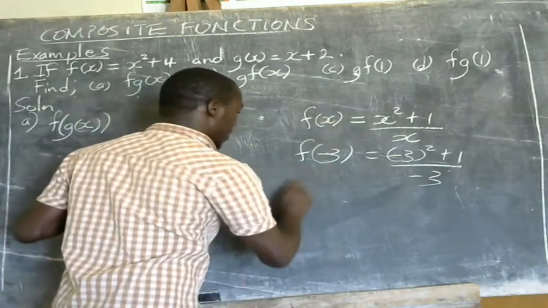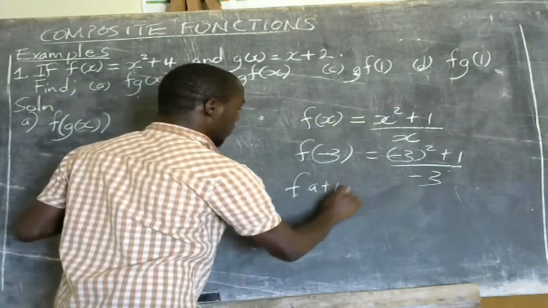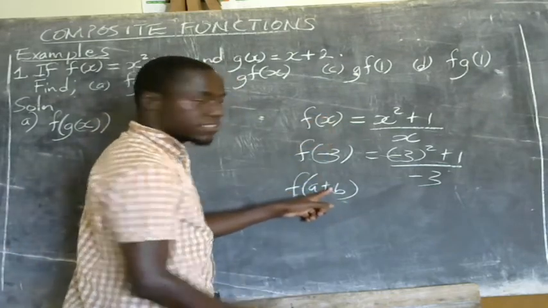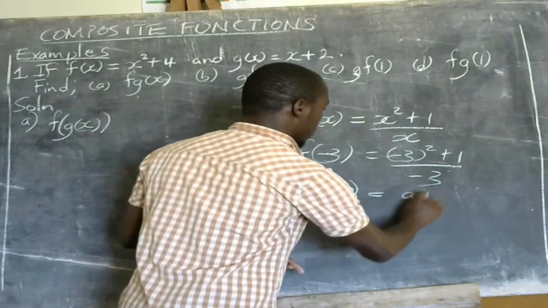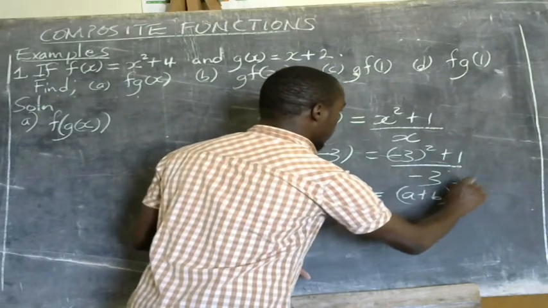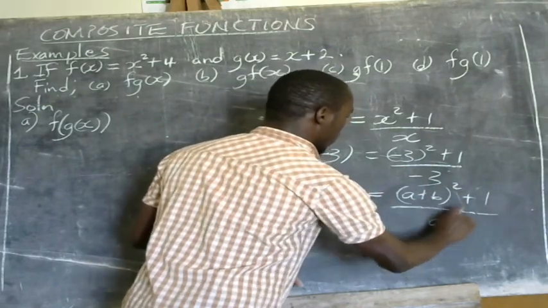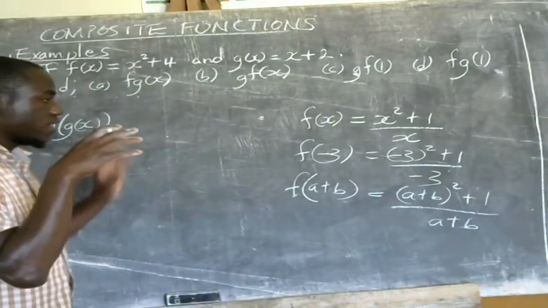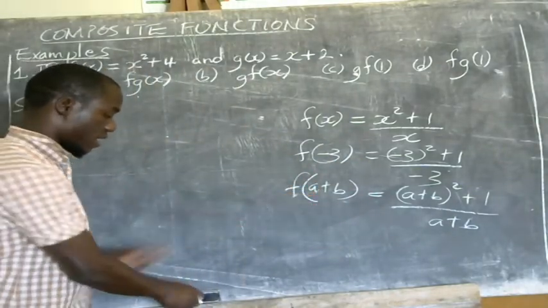Again, even here, if they tell you to find f of a plus b, where there's x, you're going to put a plus b. So that is a plus b squared, then plus 1 all over a plus b. So it is all about substitution. Remove x, you punch in what is there.